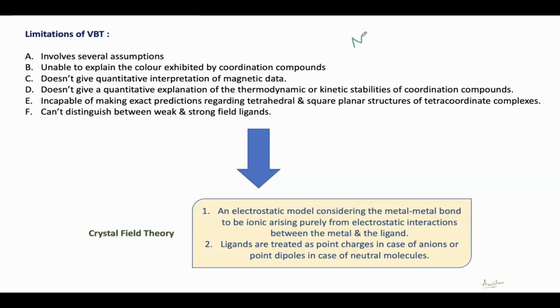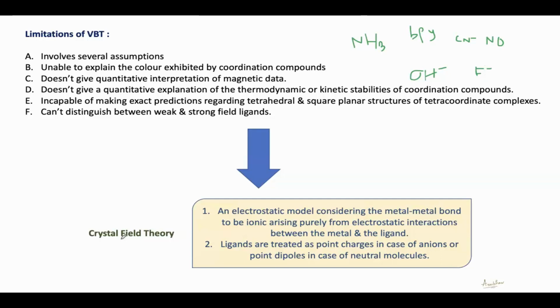According to valence bond theory, ammonia, bipyridine, cyanide, NO, OH-, and F- are all similar. It cannot distinguish between ligand field strengths, or tell which one is a strong field ligand and which one is a weak field ligand. Because of all these shortcomings of VBT, crystal field theory, or CFT, comes into the picture, which we will discuss in the next class.